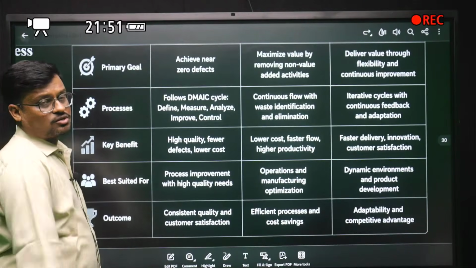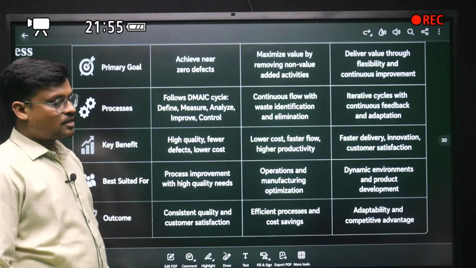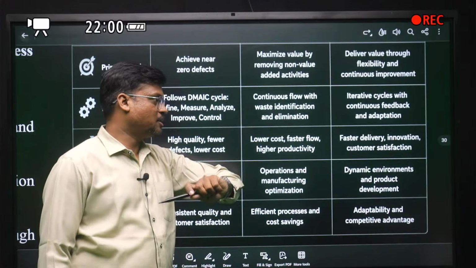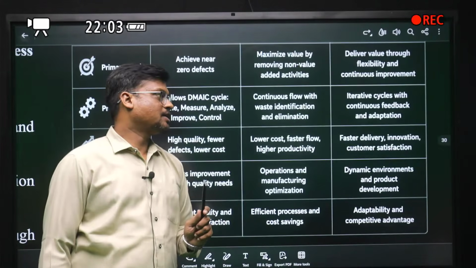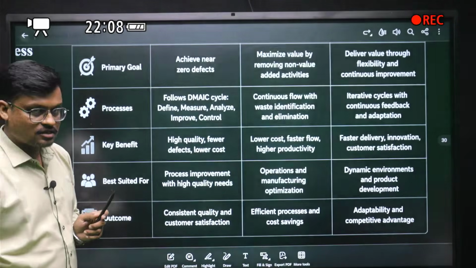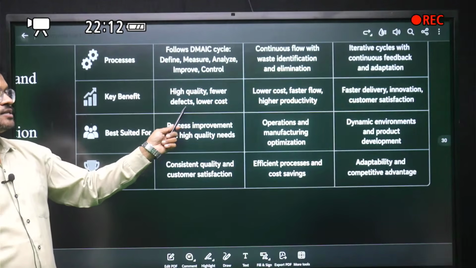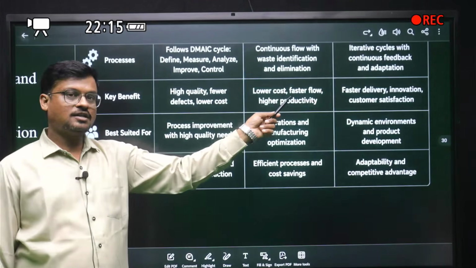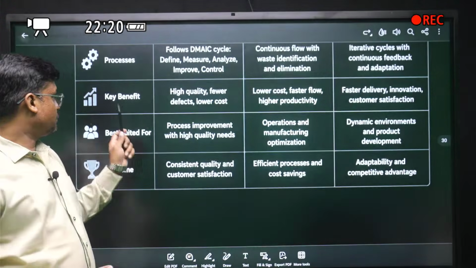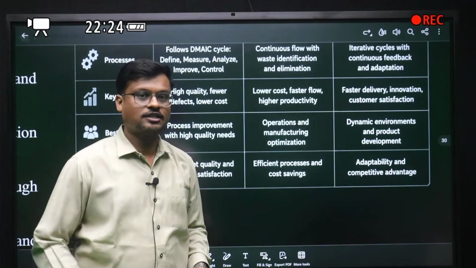Process: Six Sigma uses a process called define, measure, analyze, improve, and control. Whereas lean is continuous flow with waste identification and elimination. Iterative cycles with continuous feedback and adaptation is agile. Key benefits of Six Sigma are high quality, fewer defects, and lower cost. Key benefits of lean are lower cost, faster flow, and higher productivity. The key benefits of agile are faster delivery, innovation, customer satisfaction, and adapting to market change.